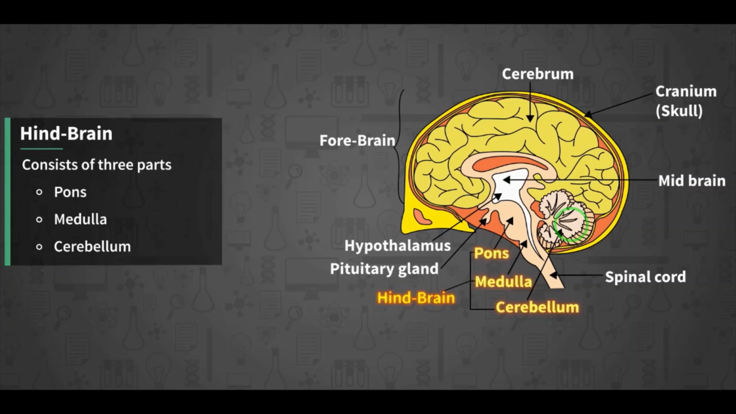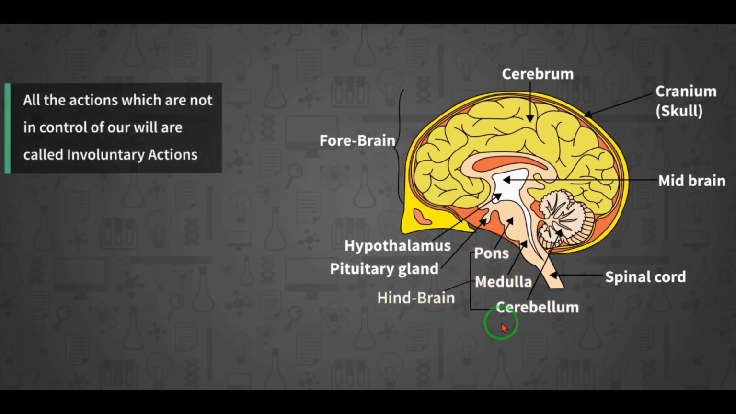Voluntary movements are with our control, so it coordinates voluntary movements and also maintains body balance. So in the hindbrain, 3 parts are present: pons, medulla oblongata and cerebellum. Functions we have now discussed.